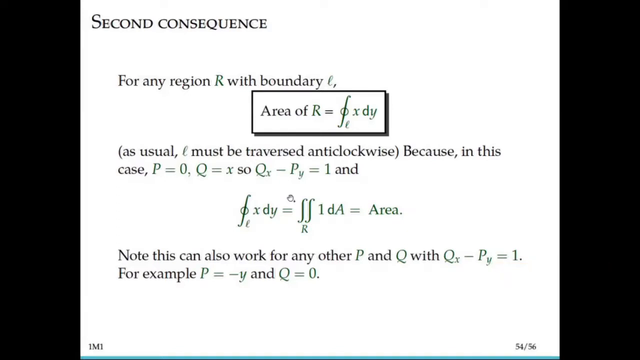For example, we could also take p equal negative y and q equals 0. And then py is negative 1, qx is 0, and so qx minus py is 1 again. So if we did the integral around L of negative y dx, that would also give the area. And there are many other choices as well.